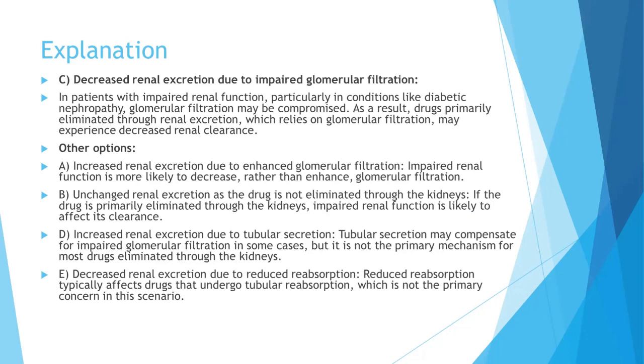Option B, unchanged renal excretion as the drug is not eliminated through the kidneys: if the drug is primarily eliminated through the kidneys, impaired renal function is likely to affect its clearance. Tubular secretion may compensate for impaired glomerular filtration in some cases, but it is not the primary mechanism for most drugs eliminated through the kidney. Reduced reabsorption typically affects drugs that undergo tubular reabsorption, which is not the primary concern in this scenario.